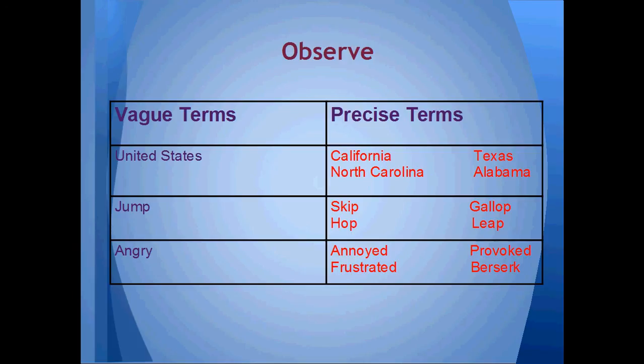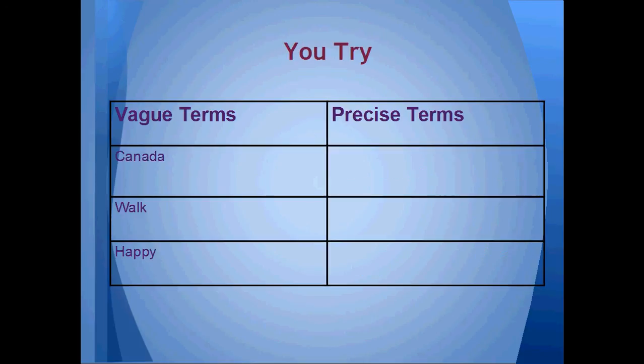Like, let's say you got annoyed at 5 p.m. because a fly was buzzing around your head. That's more specific than just annoyed, because now I'm specifying the conditions. That's more precise.